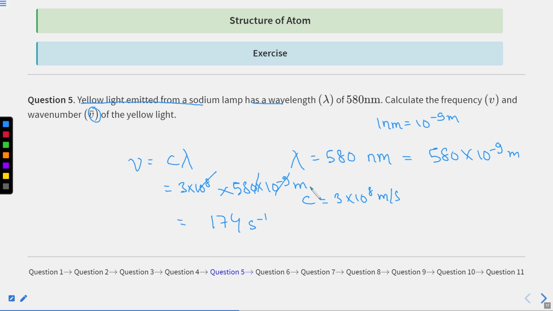and wave number is nothing but 1 by lambda. Okay, so lambda value is 580. So if you write in terms of SI unit, that is 580 into 10 to the power minus 9 meter. So nu bar is equals to 1 by 580 into 10 to the power minus 9. That would be meter inverse.